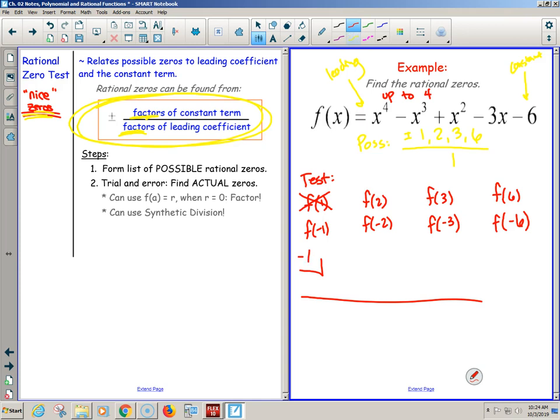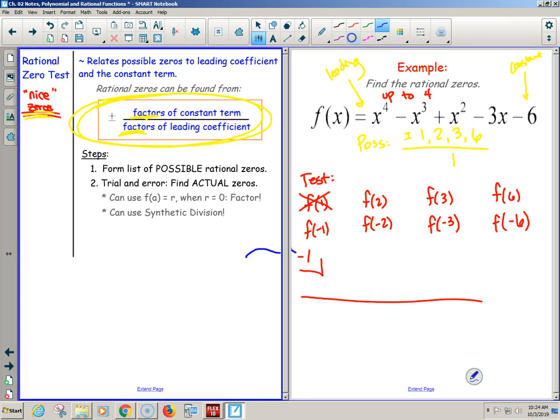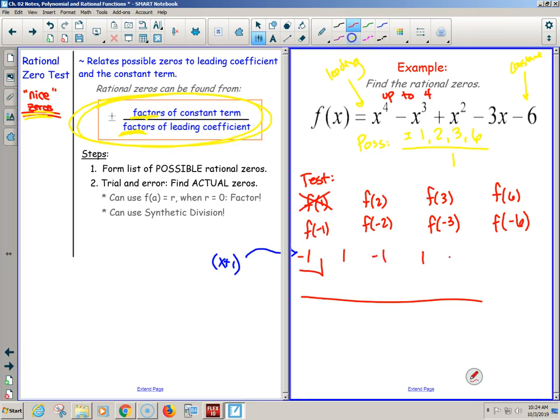Now, if I'm throwing negative 1 in the box, there is this little factor out there somewhere in the universe of x plus 1, but that's not the point. We're trying to see, is this a 0? So we're plugging the 0 into the box, not the factor, the 0. Now we need coefficients, yeah? What do we got? 1, negative 1, 1, negative 3, negative 6.